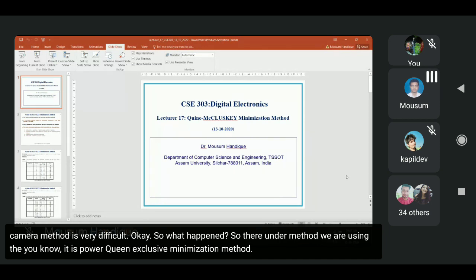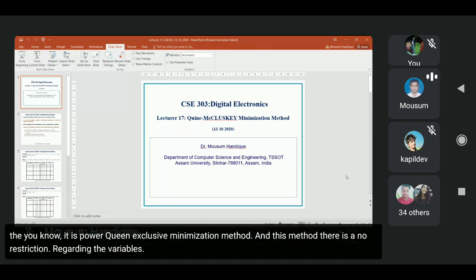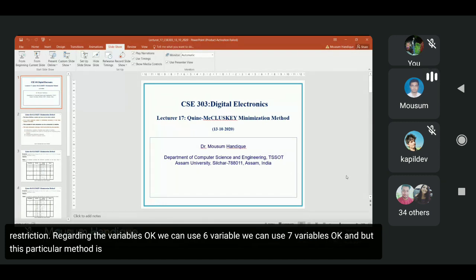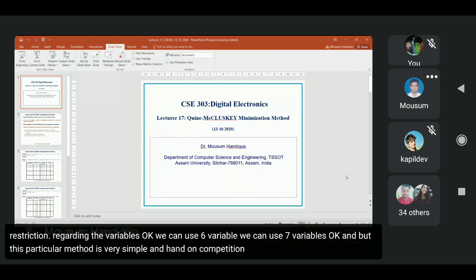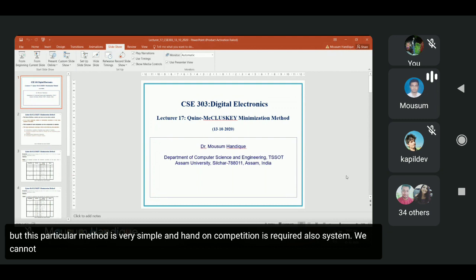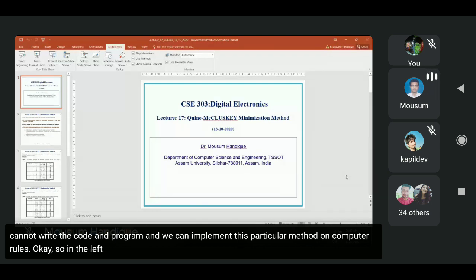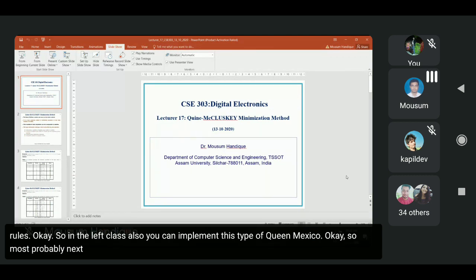In this method there is no restriction regarding the variables. We can use 6 variables, we can use 7 variables. This particular method is very simple, and hand computation is possible. We can also write code and a program, and implement this method on a computer. In the lab class also you can implement the Quine-McCluskey method. Most probably your lab class will start next week.